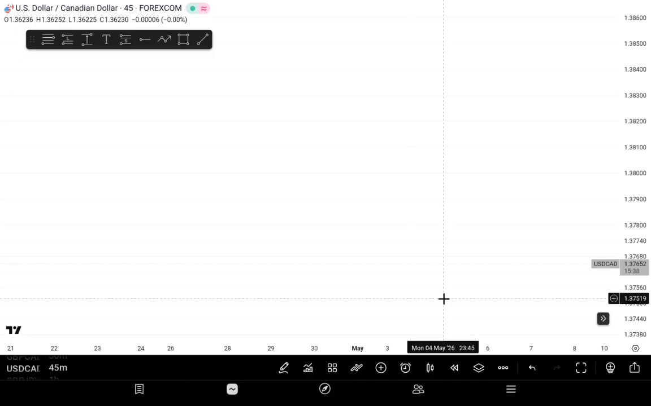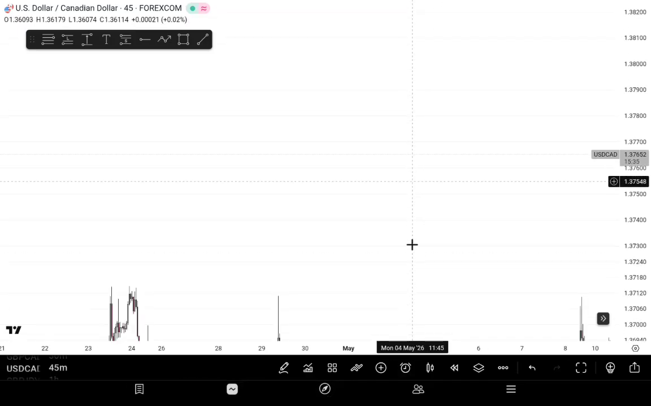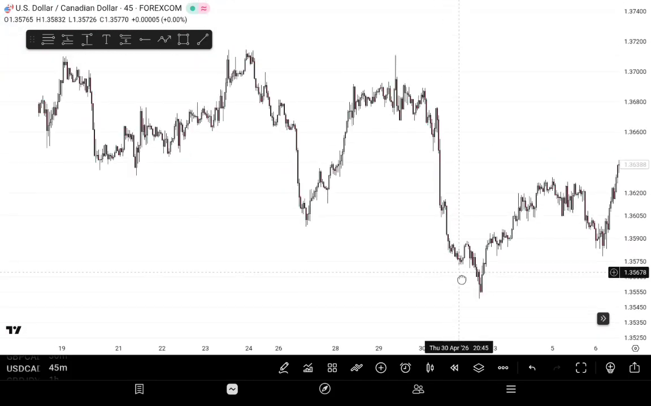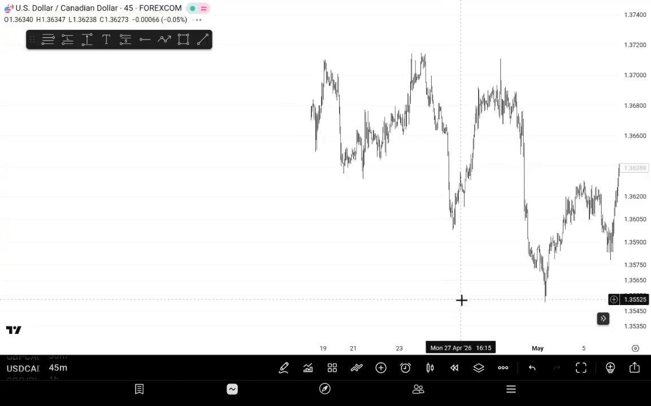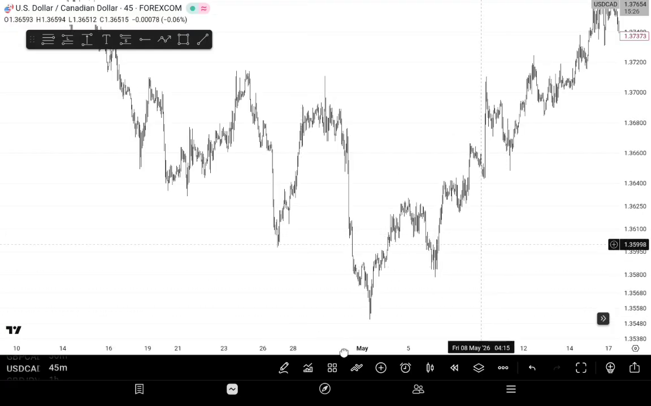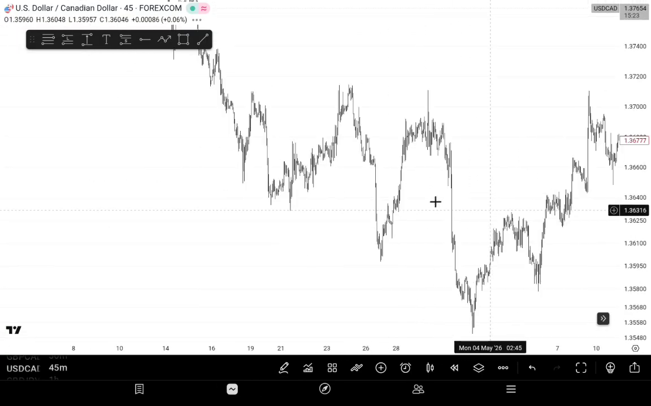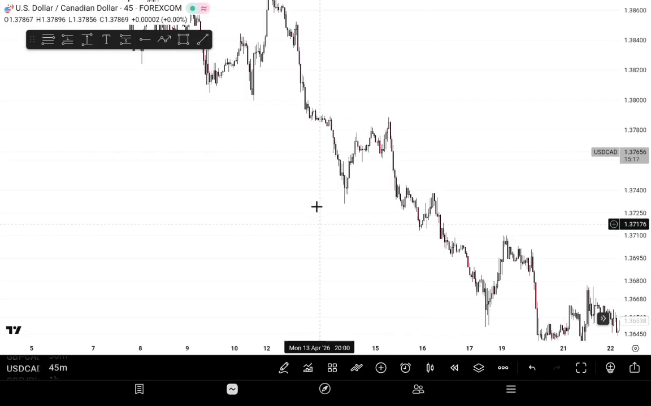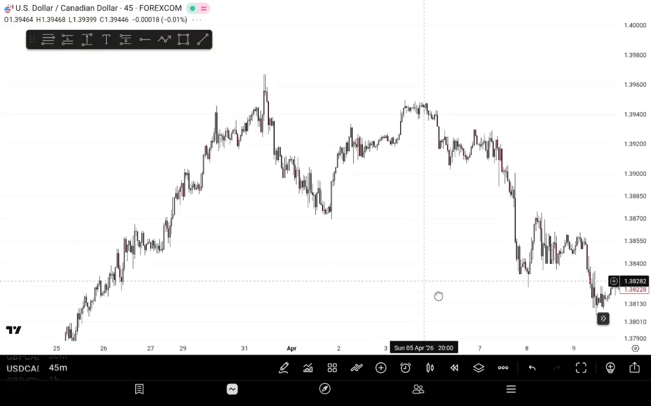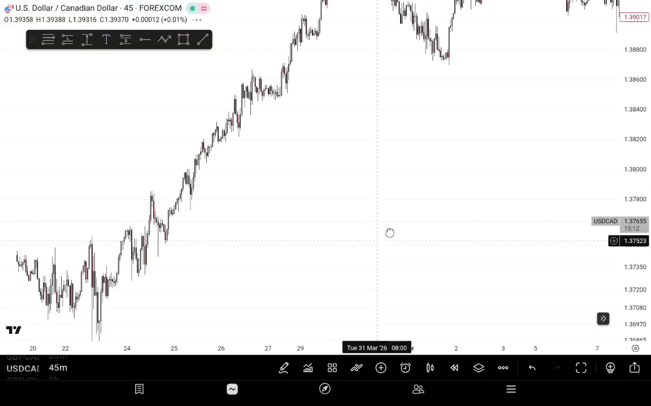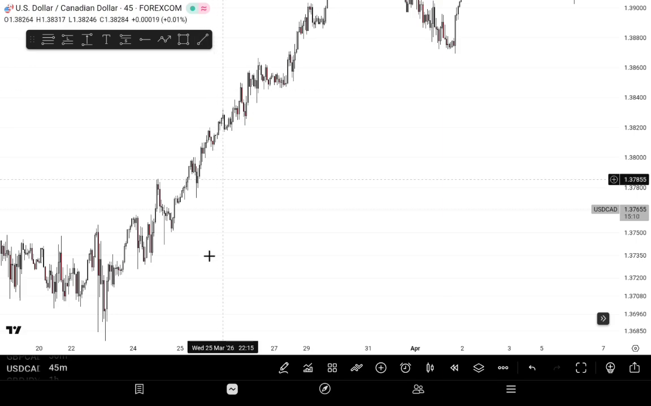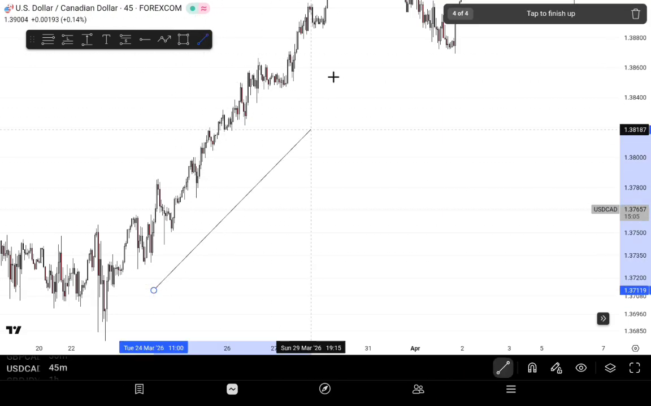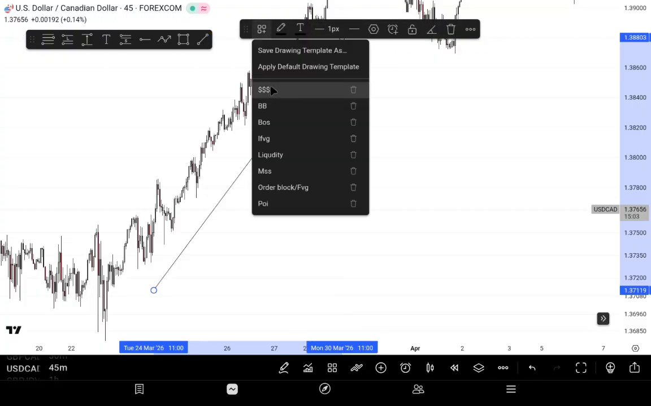1.3765. Alright, I'm almost done, I'm going to stop very soon. So you can see how price is moving aggressively to the upside, because the buying was so aggressive.